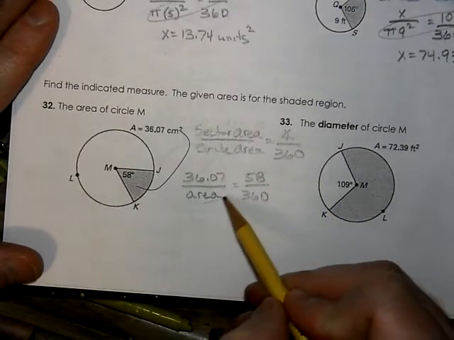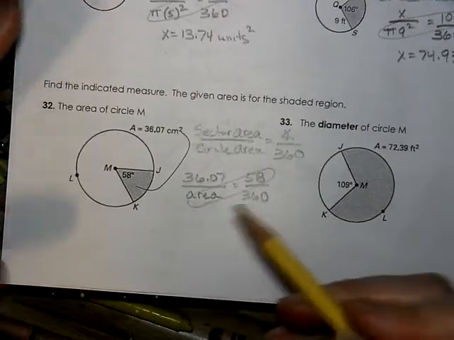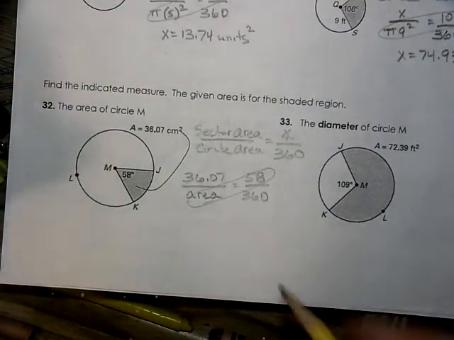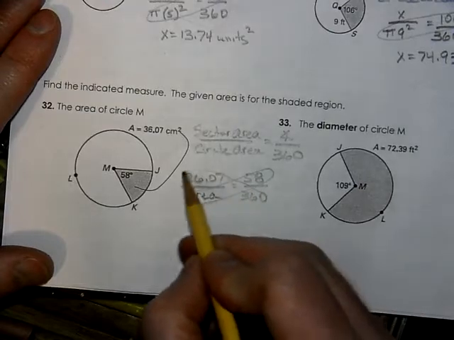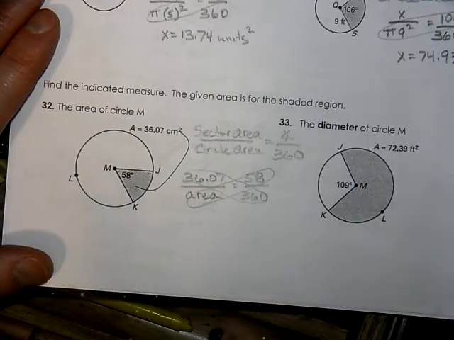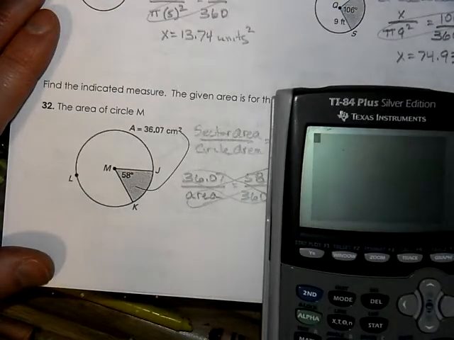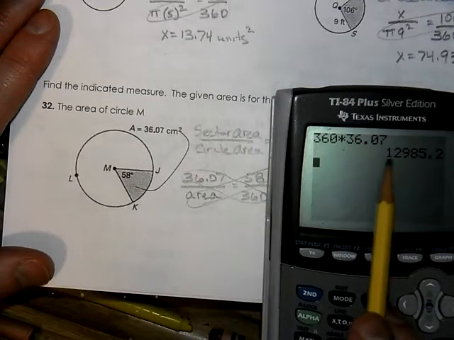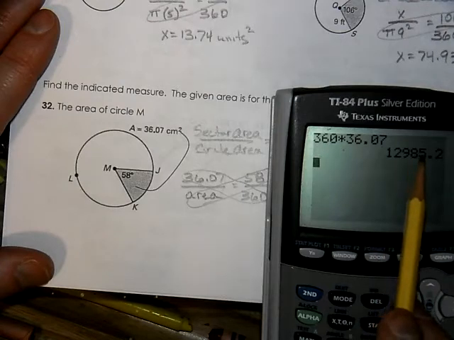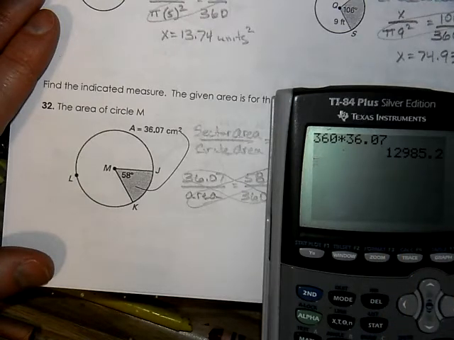So in this case, we do need to cross multiply it because right now it's on the bottom. We've got to bring it up to the top. And we're going to multiply this way also. So we're going to take our 360 and times it by the 36.07. That gives us 12,985.2. And then we're going to divide that by 58.